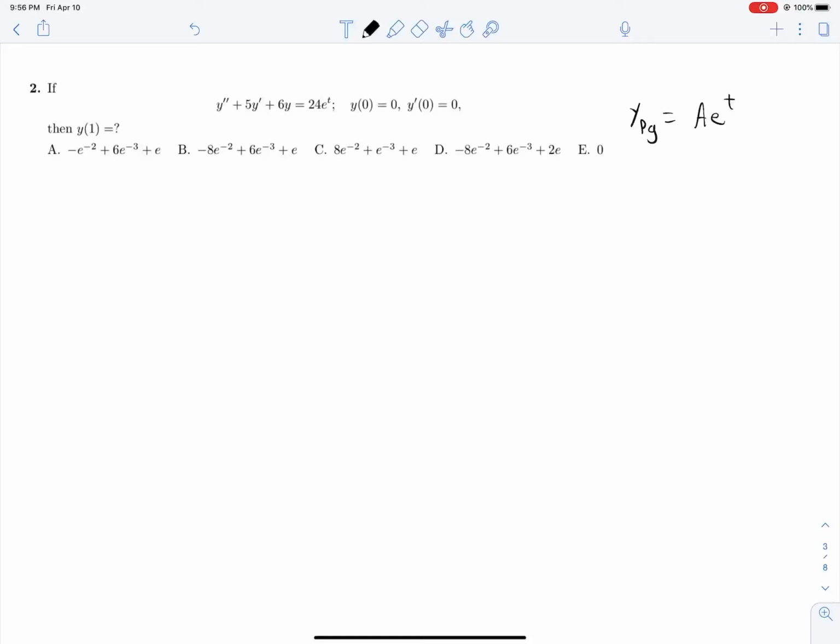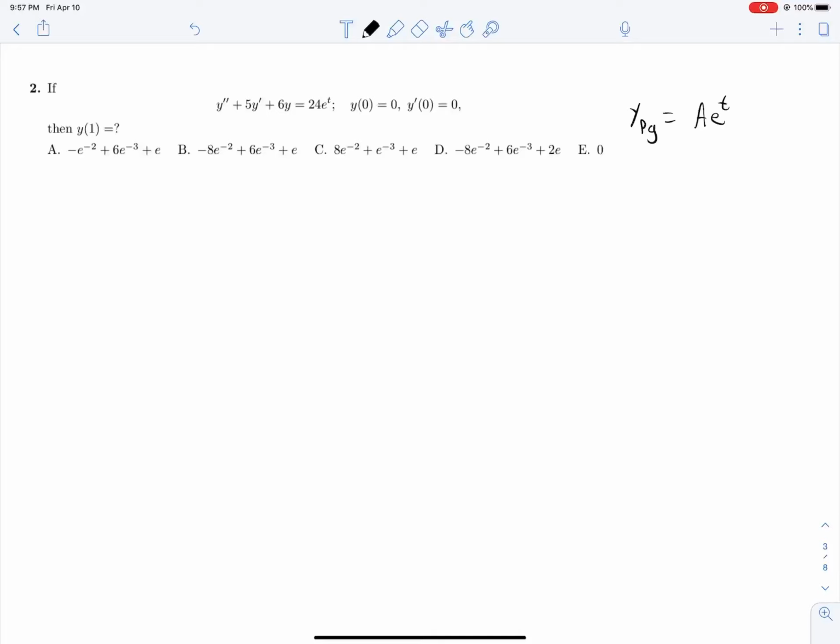But yet again, let's make sure that our characteristic equation doesn't overlap. We have r squared plus 5r plus 6 is equal to 0. And I can tell you that if we plug in r equals 1, we are going to get 12, which is most definitely not 0. So we are safe here because 1 is not a root of our characteristic equation.